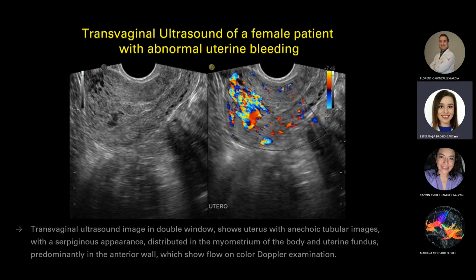Well, in this image, we have two images. The first one is a gray scale ultrasound, sagittal. We can see the anechoic tubular structures that we saw at the first, and then we use the color Doppler image, and we are able to see aliasing and high vascularity in this area.